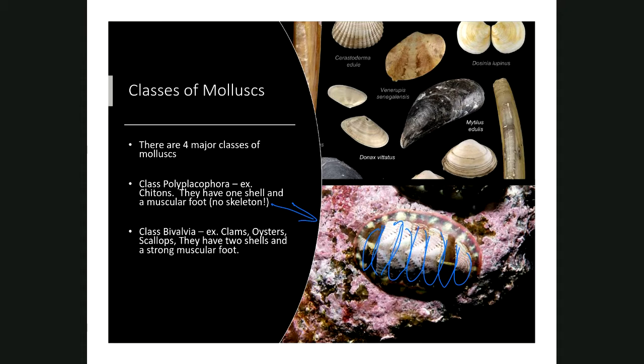A muscular foot is found on the other side of this shell. It's using it to attach itself to this coral, the pink structure around the animal, and the mouth is also located in there. And it uses its radula, the mouth, to scrape food off these rocks.